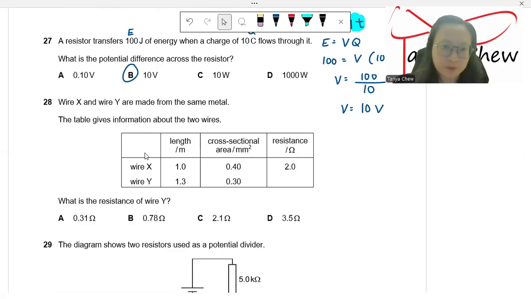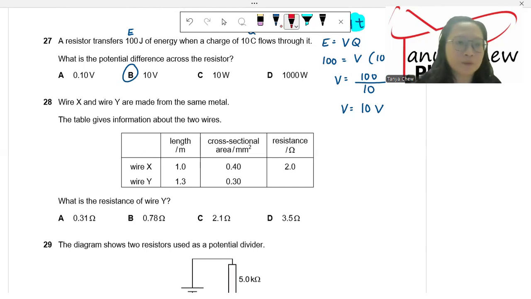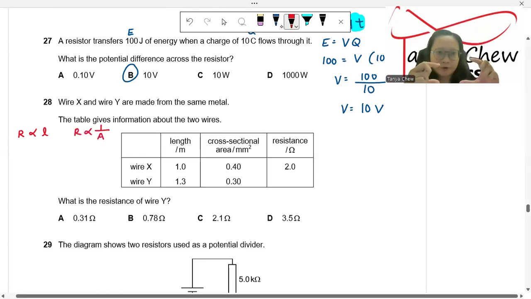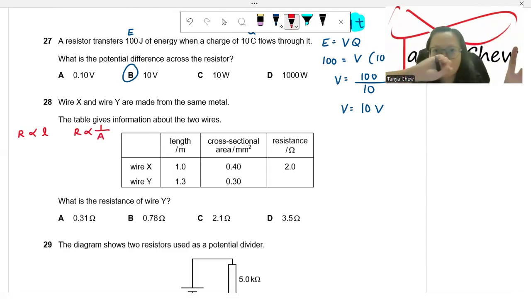Question number 28, wire X and wire Y are made from the same metal. The table gives information about the two wires. What is the resistance of wire Y? Okay, now I have to do it. I write down the equation for the resistance first. We know that resistance increases as the length of the wire increases, and the resistance will decrease as the surface area of the wire increases. Larger surface area, more charges can flow, more current will flow through. That is why the resistance decreases.